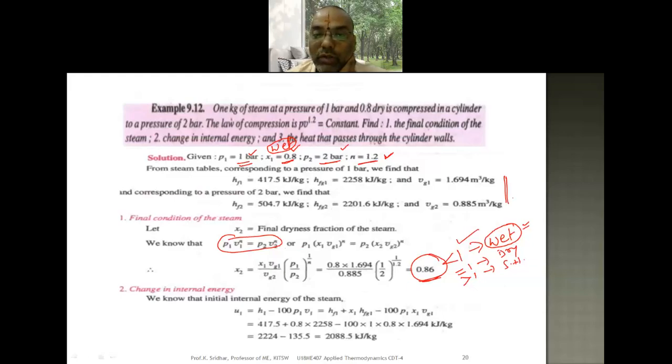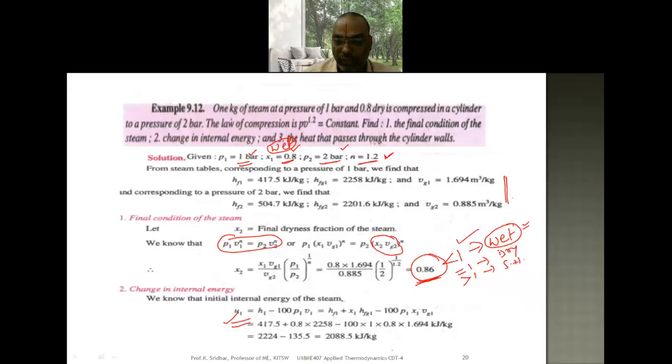Since we don't know the value of V2, whether it is wet, dry or superheated, we have simply taken it as wet. From this we are able to find the x2 value. Based on the x2 value only, we are able to say whether it is wet, dry or superheated.